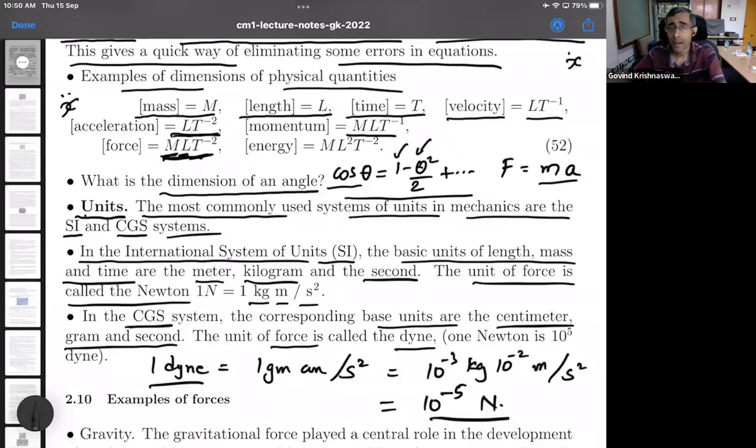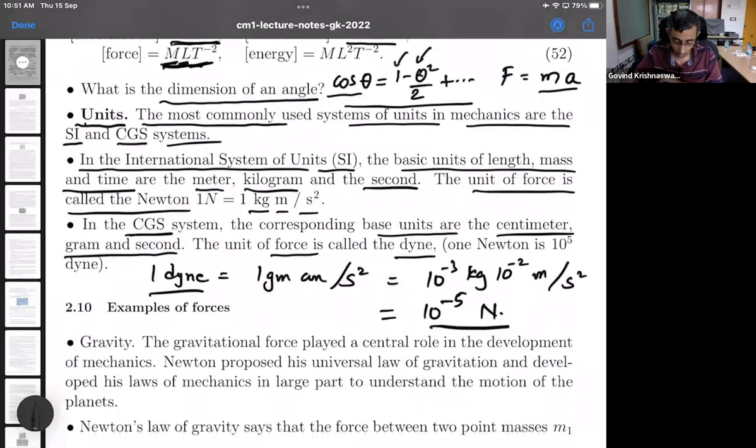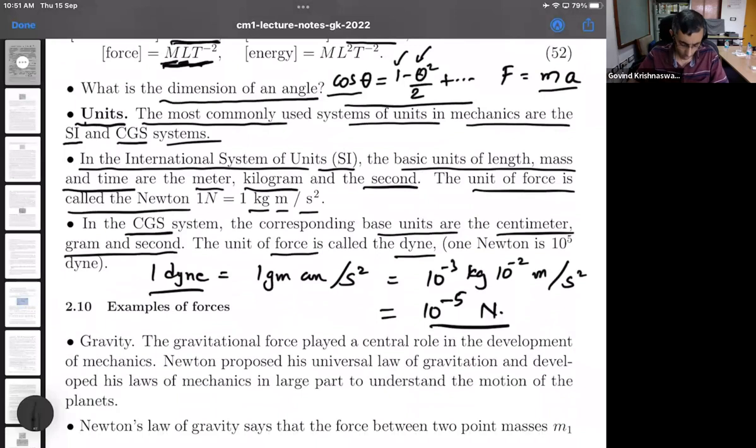So if you want to add a quantity and its square, then that quantity must be dimensionless. Otherwise, it doesn't make sense. This is one basic concept that's worth having in mind.